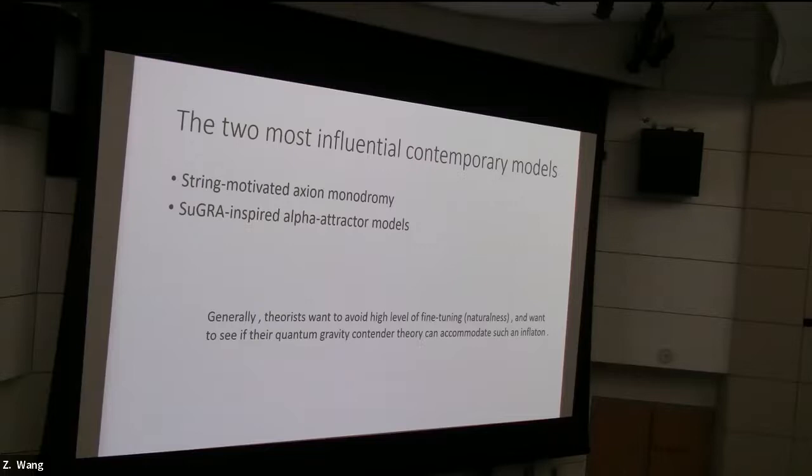And generally, these good models, they don't just draw up a mathematical potential that has small enough slope and small enough curvature. Because a high school student could have done that, right? So it doesn't take a string theorist to draw up a potential that fits the observation. In general, they want to avoid a high level of fine tuning or achieve naturalness, either by invoking symmetry, or they want to see this flat potential coming out from their quantum gravity contender theory.